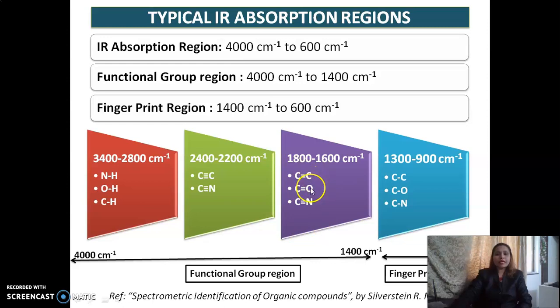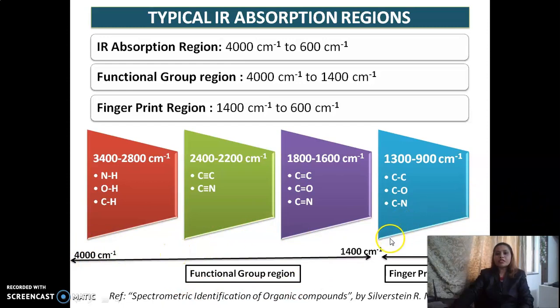for example, alkene and carbonyl compounds. Carbonyl compound examples: aldehyde, ketone, esters, amide, like this. These compounds, generally having a functional group, will absorb in this region. So that's why it is called the functional group region.